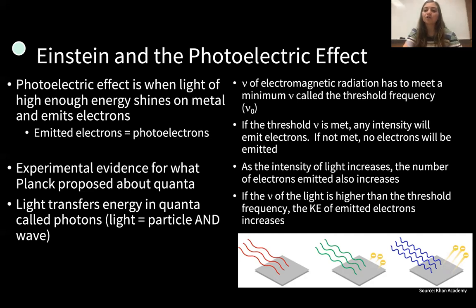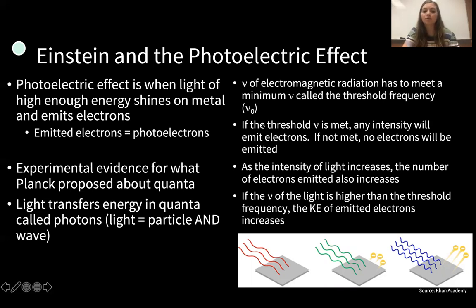Okay, the photoelectric effect is when light of high enough energy shines on metal and emits electrons. These emitted electrons are called photoelectrons. And it only happens under certain conditions. The requirement for electrons to be emitted from the metal is that the frequency of the electromagnetic radiation hitting the metal has to meet a minimum frequency called the threshold frequency.